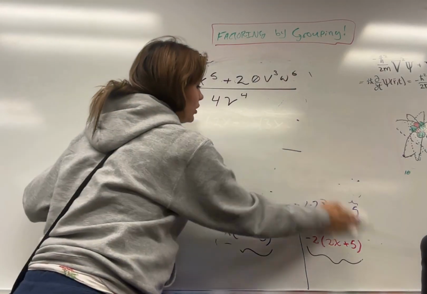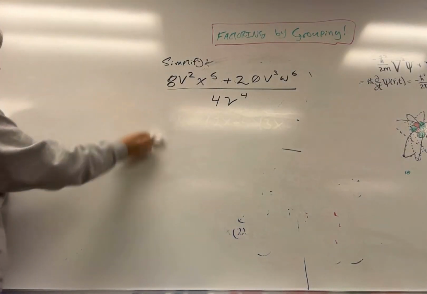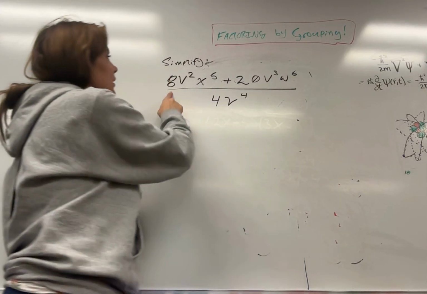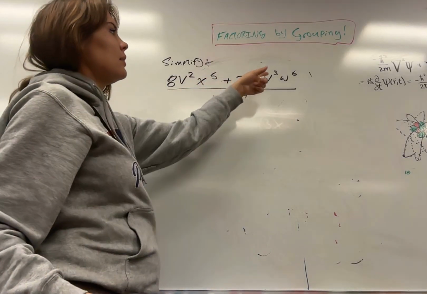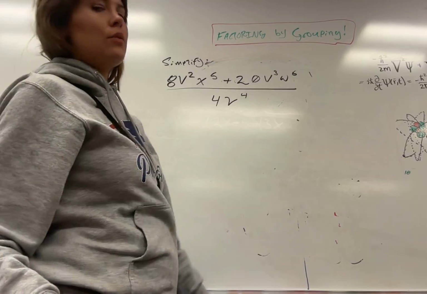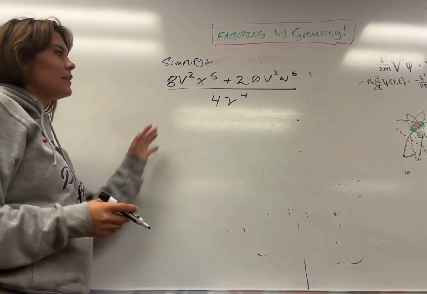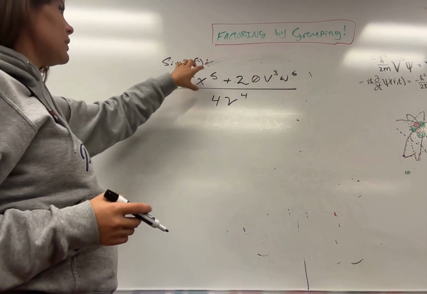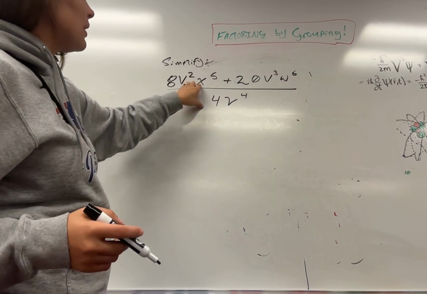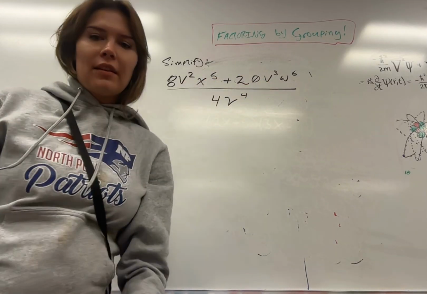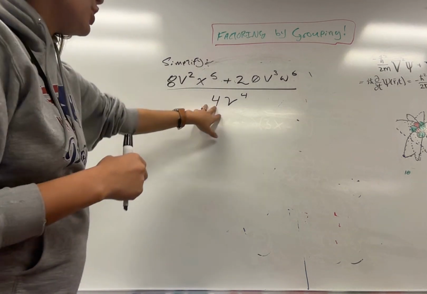So the question that you have now is the following. You're being asked to simplify 8v squared x to the fifth plus 20v cubed w to the sixth. Now, what is really cool about this is, yes, there are two terms on the top, and no, we can't add them together because this one has an x and this one has a w. It's like they have different bases, okay? But what's great is they share a base in the denominator.